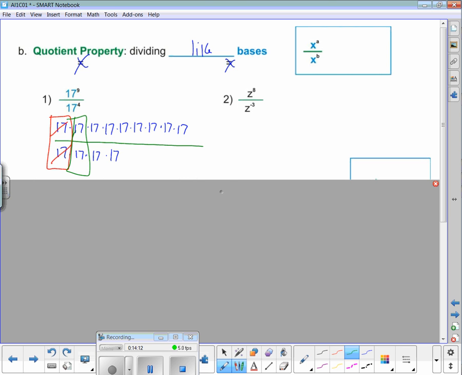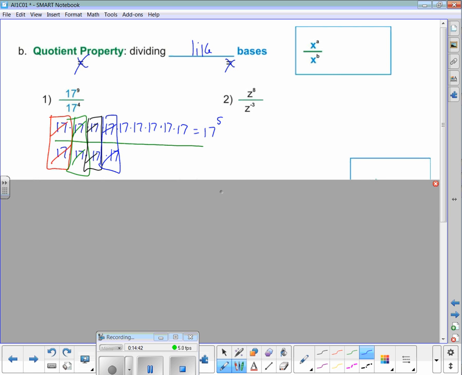17 divided by 17 is 1, again and again, for each pair. And what do we have left? 17 to the 1, 2, 3, 4, 5th power. 17 to the 5th is the final solution.